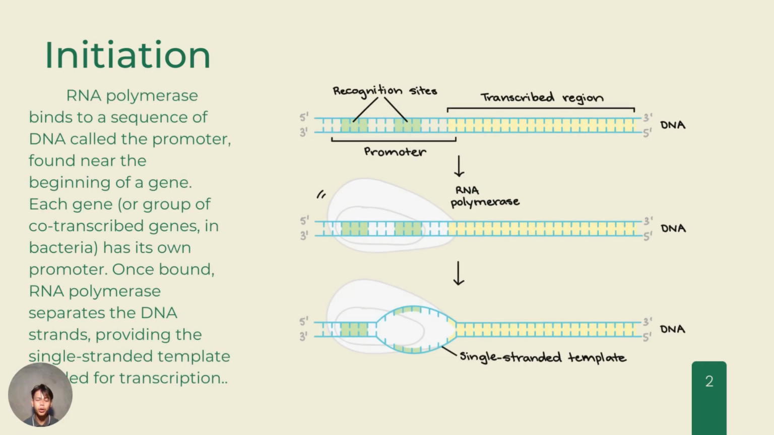Let's go to the deep analysis of the initiation process. RNA polymerase binds to a sequence of DNA called the promoter. Here you can see the promoter region found near the beginning of the gene. Each gene or group of co-transcribed genes in bacteria has its own promoter. Once bound, RNA polymerase separates the DNA strands, providing the single-stranded template needed for transcription.